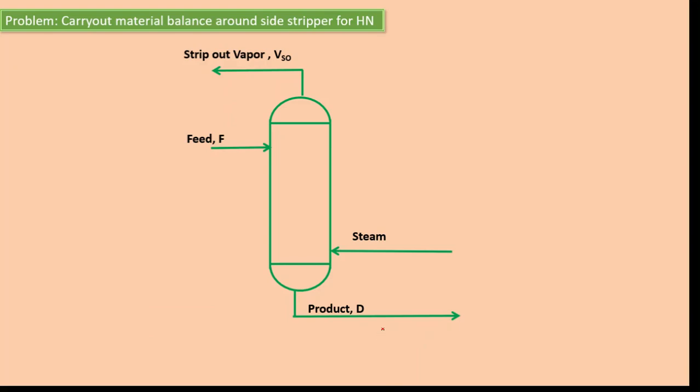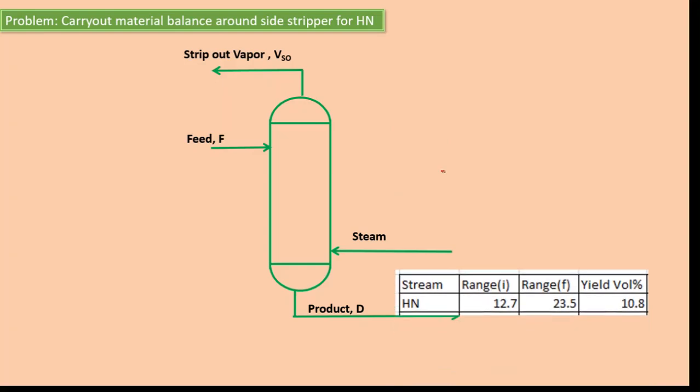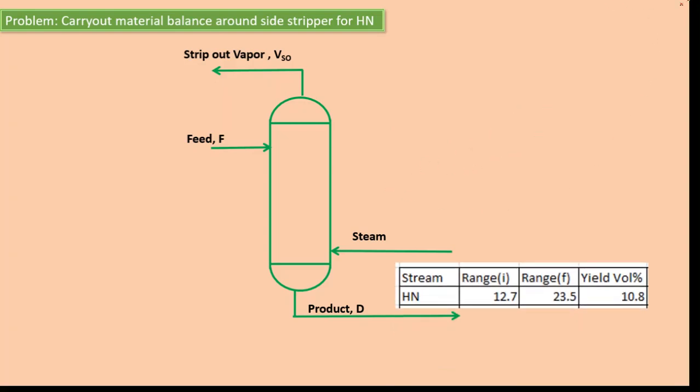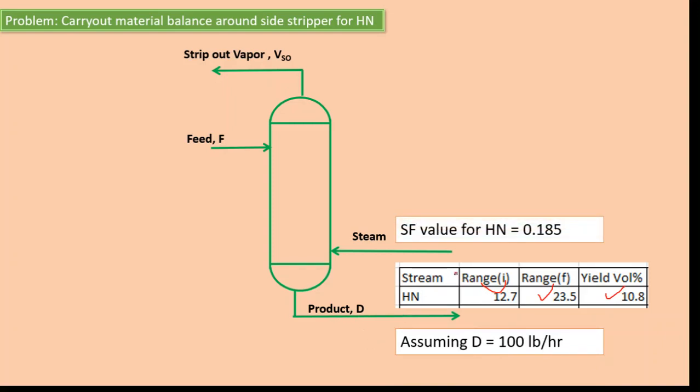So just remember that for the naphtha we have calculated the SF value. The range of the product is given. This is a heavy naphtha. The range is 12.7 to 23.5, initial to final range, and the yield is 10.8 volume percent. We have to assume first 100 pounds per barrel of product we are recovering, and we know the SF value of steam is 0.185.